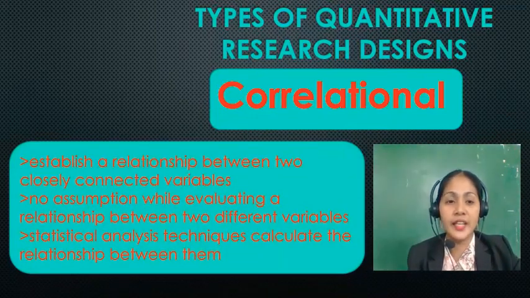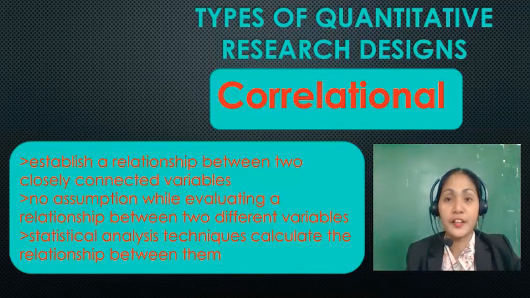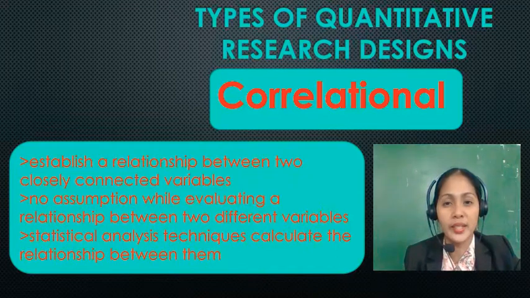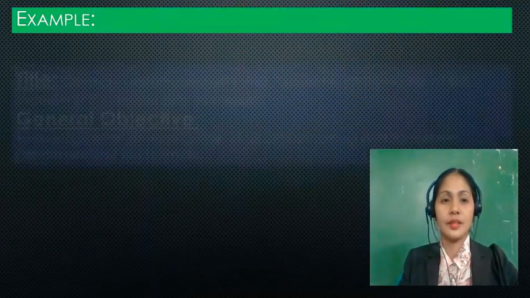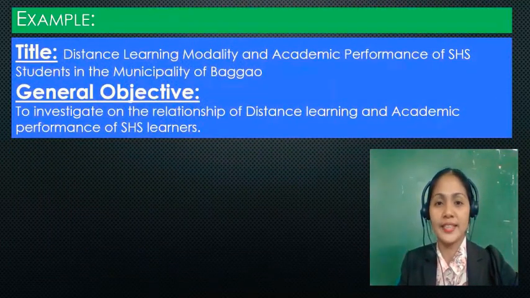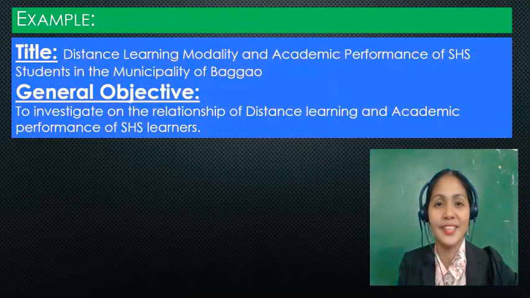On the other hand, another type of research design is correlational. This type of design establishes a relationship between two closely connected variables. There is no assumption while evaluating a relationship between two different variables, and statistical analysis techniques calculate the relationship between these variables. Example is distance learning modality and academic performance of SHS students in the municipality of Baggao.